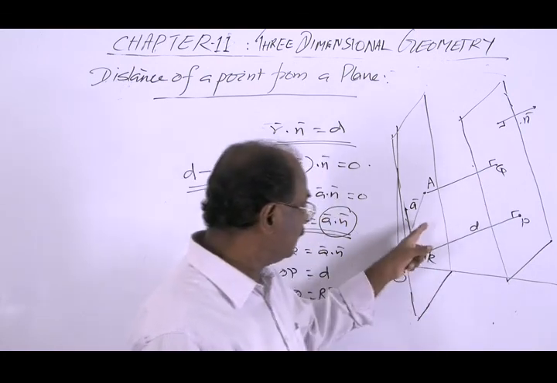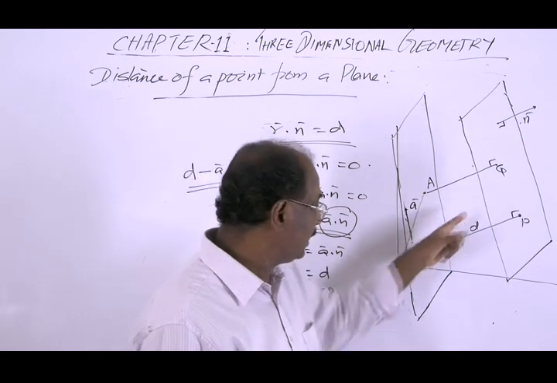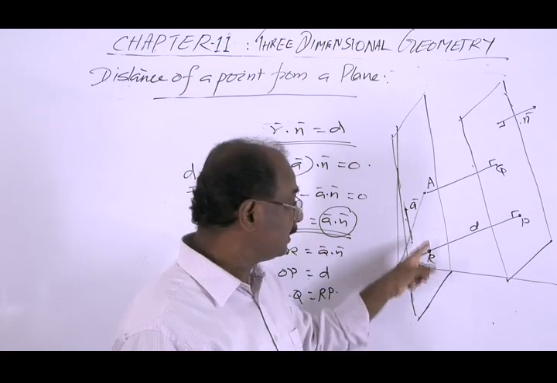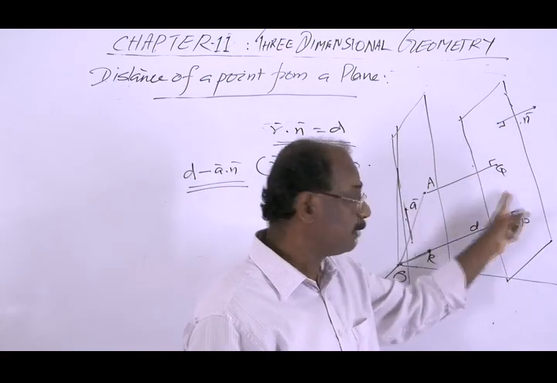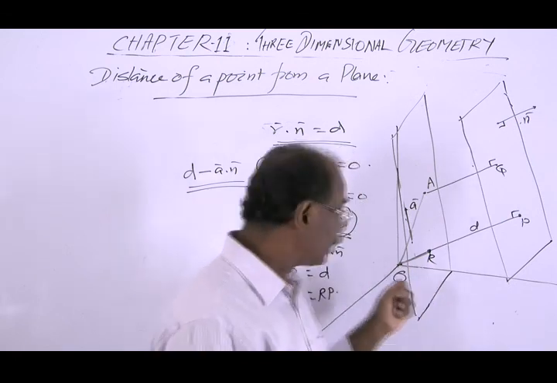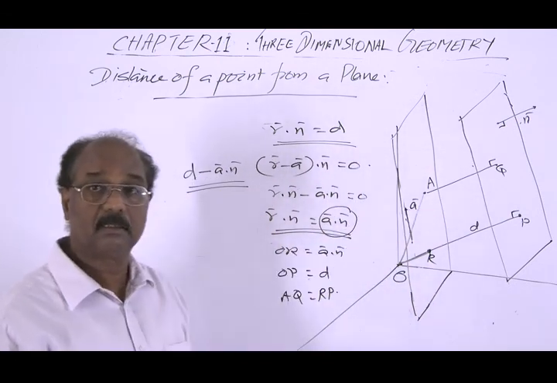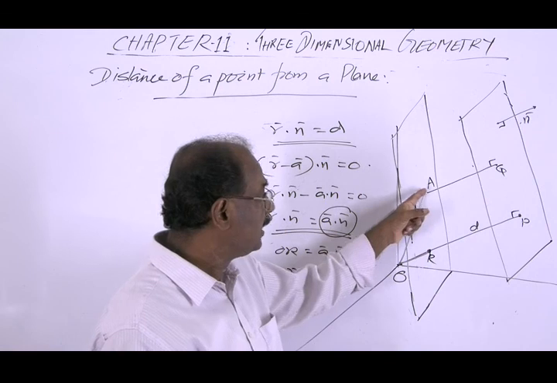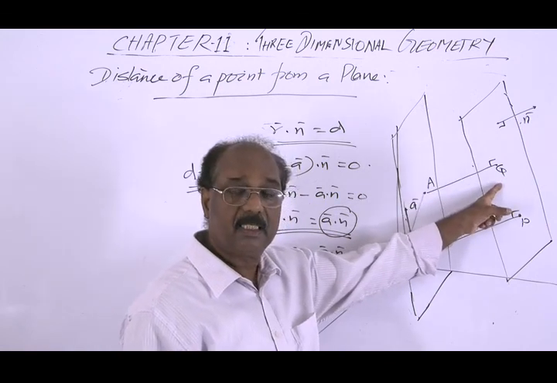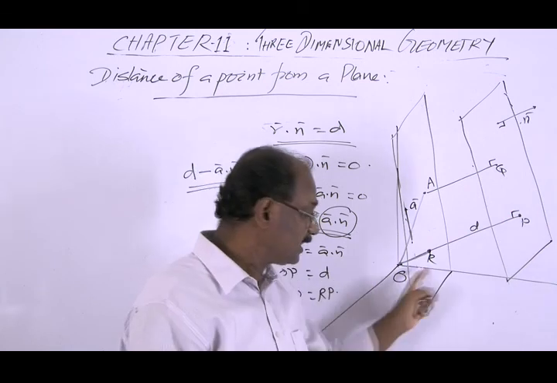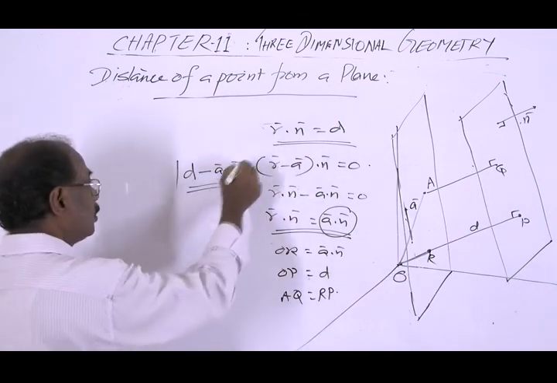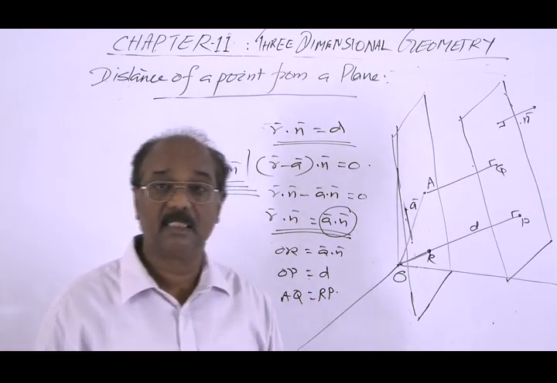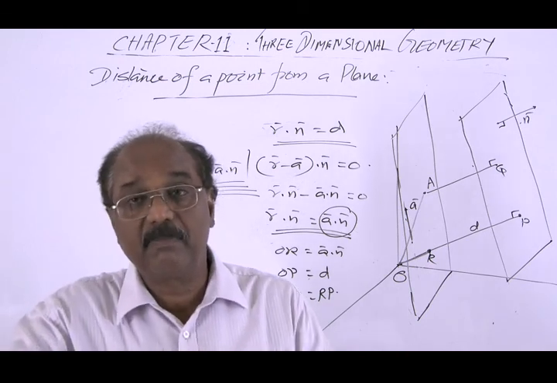And here we have taken this second plane in between the point and the origin. This need not be the case always. This plane can be on the other side of the first plane. Then this a dot n will be larger. So anyway, the distance between these two planes, that is the distance of A from the first plane, is the difference of these two distances, and hence we can take the modulus of d minus a dot n. So this is the distance of the point A from the given plane.